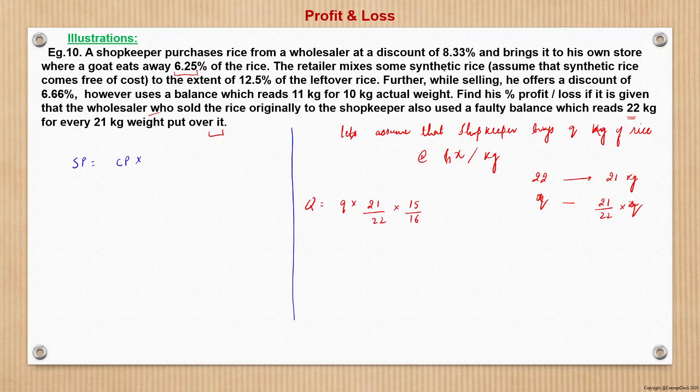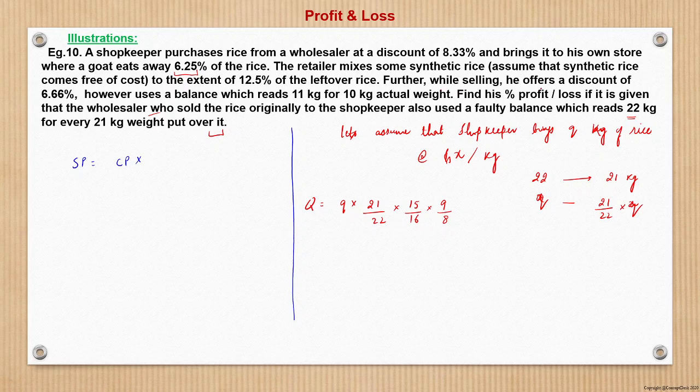Now the retailer mixes some synthetic rice, assuming that the synthetic rice comes free of cost, to the extent of 12.5%. So therefore the quantity will again go up. Now this quantity will be increased by a further 12.5%. 12.5 means 1 by 8. So this becomes 9 by 8. So this is the final quantity, the final actual quantity, right?